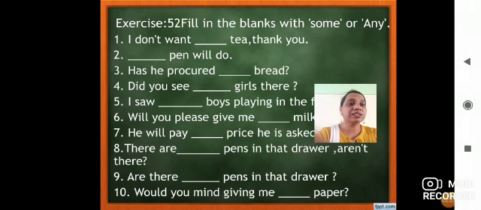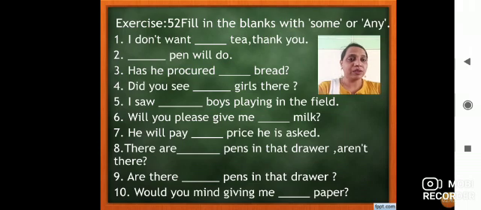Has he procured some bread? Did you see any girls there? I saw some boys playing in the field. Look, don't you think that with quantity we will use some and with number we will use any? It's not like that. They are used in both conditions, just see the intention of speaking. Will you please give me some milk, because you expect to have it. He will pay any price.